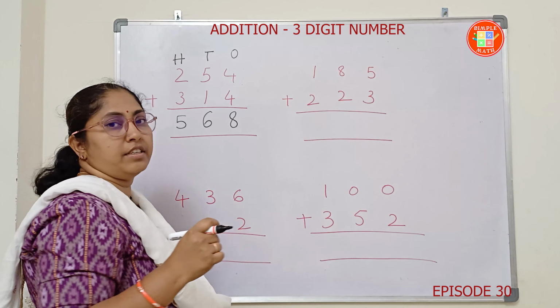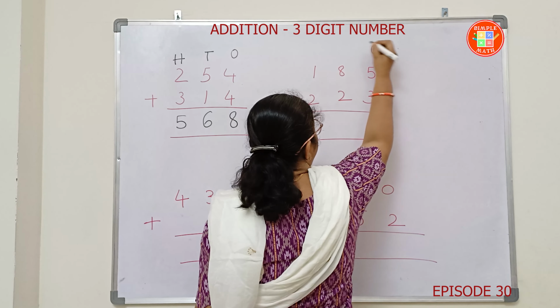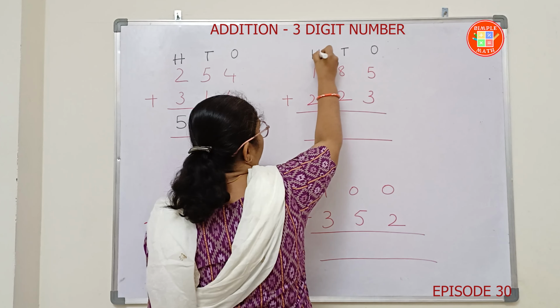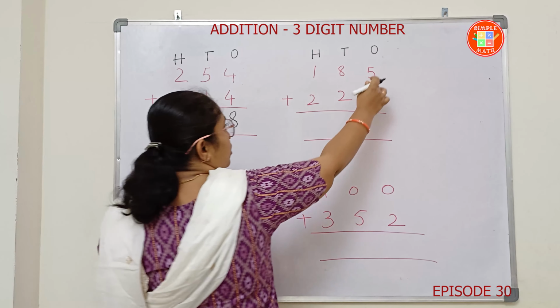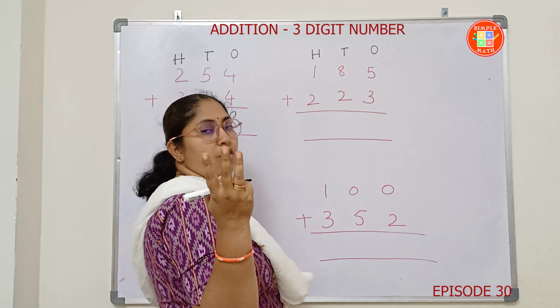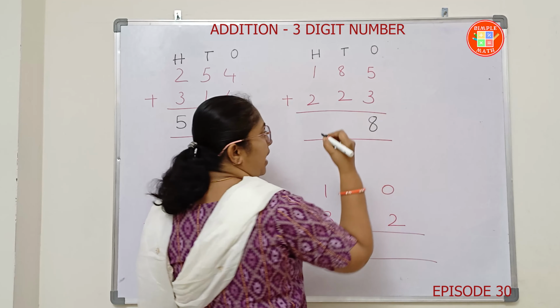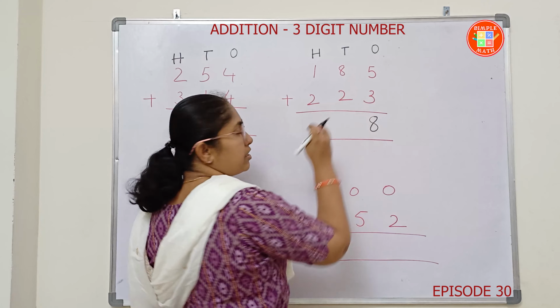Okay? Now start the next one. Start marking the ones column, tens column. The next, what is this column called? Hundreds column. Okay? We always start addition from the ones column. So 5 plus 3. 5 in your mind, 3 on your fingers. Count after 5: 6, 7, 8. What is the number here? 8.